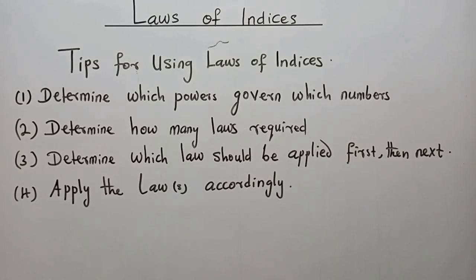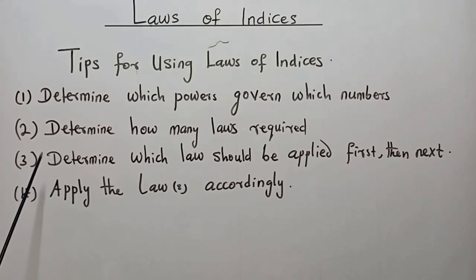I believe you understand what this statement is pointing at. Number 2, determine how many laws are required. Sometimes one law is required, sometimes 2 are required, sometimes 3 are required. Just determine how many are required for evaluating a particular number operation involving laws of indices.